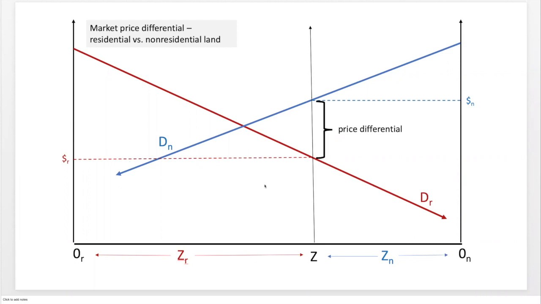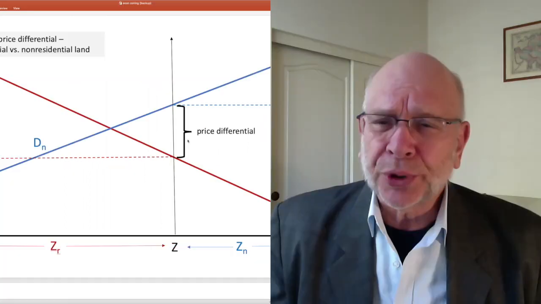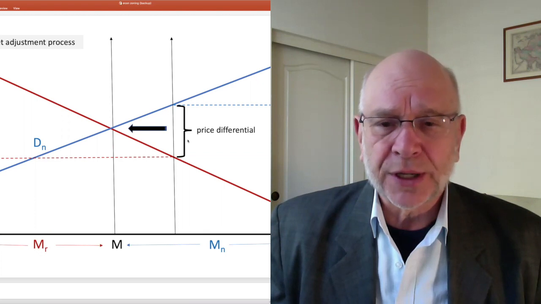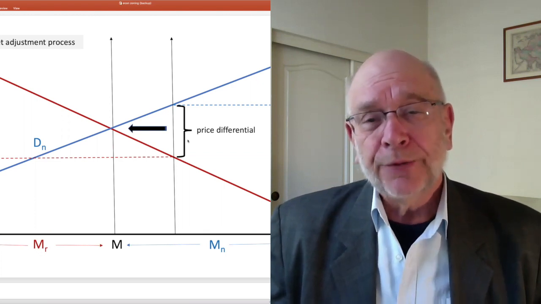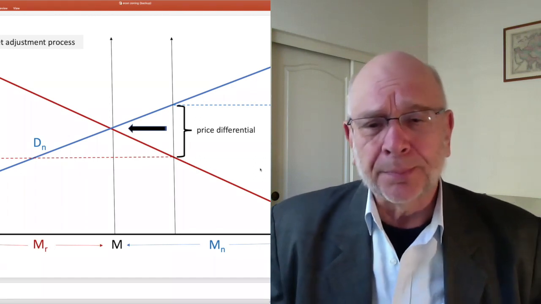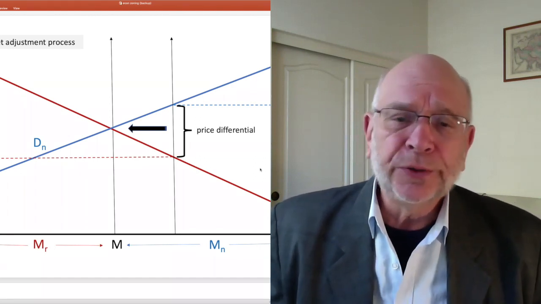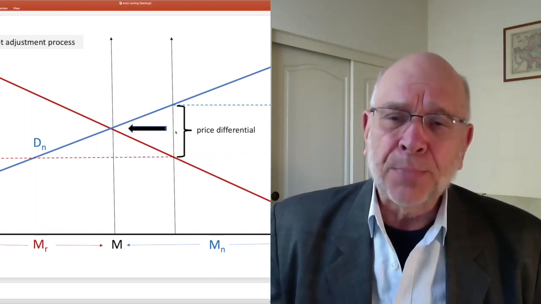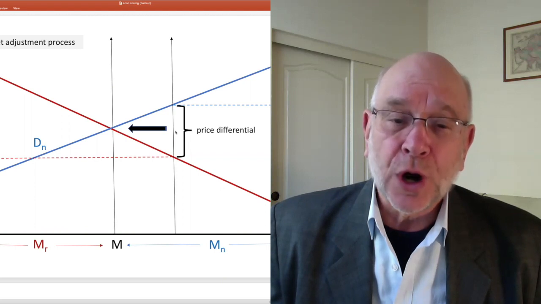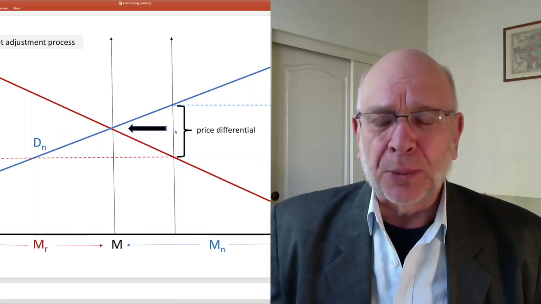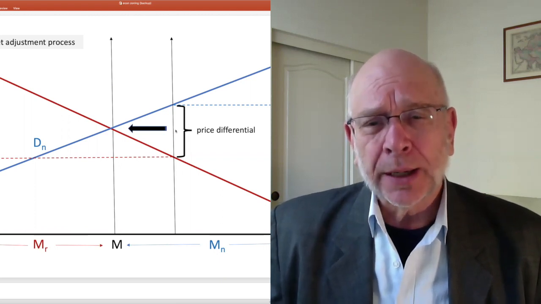Now, because of this price differential, what's going to happen? Well, we can see that the price of non-residential land exceeds the price of residential land. If markets are allowed to adjust, what's going to happen is that we're going to get a movement, as people who are looking for non-residential land are going to outbid people looking for residential land in the market.